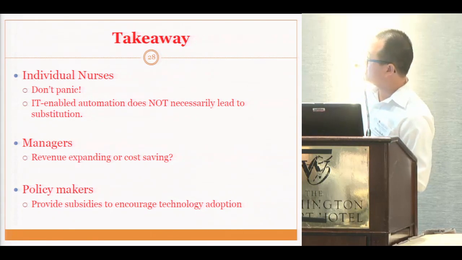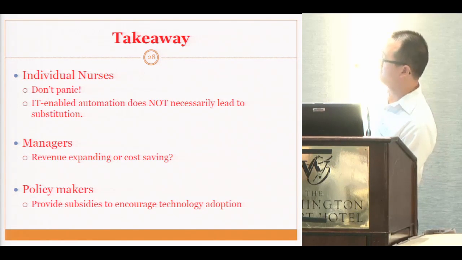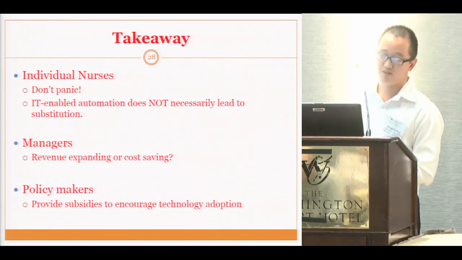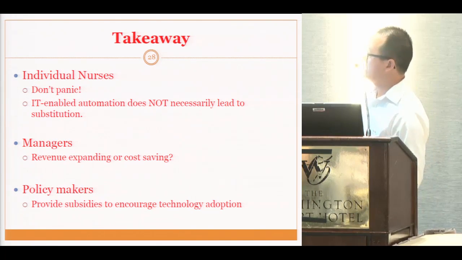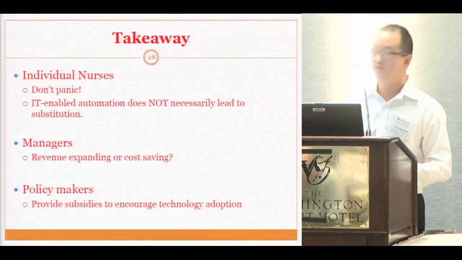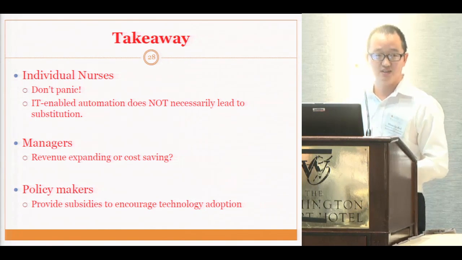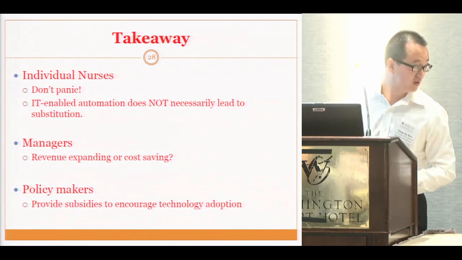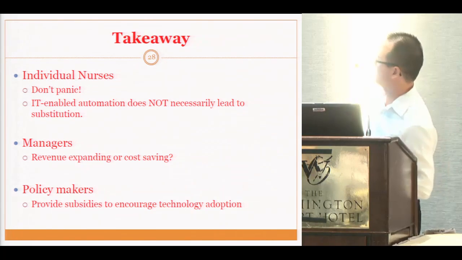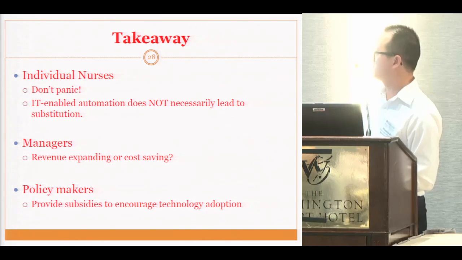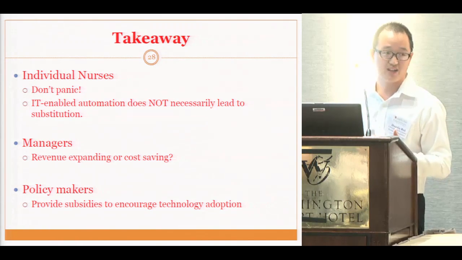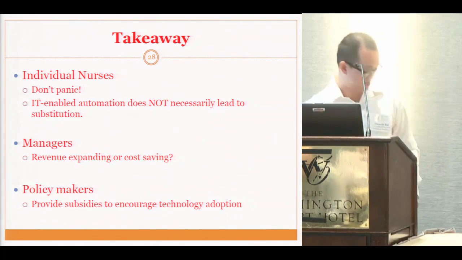For managers, the messages from our model are these: high-end nursing home managers should pursue a cost-saving strategy, while for the low end, they should pursue a revenue-expanding strategy. And these are the insights. Sorry, could you wrap up, please? Yes, sure, 10 seconds. And for the policymaker, I think the message is clear: you should encourage technology adoption because it improves quality. Thank you very much.